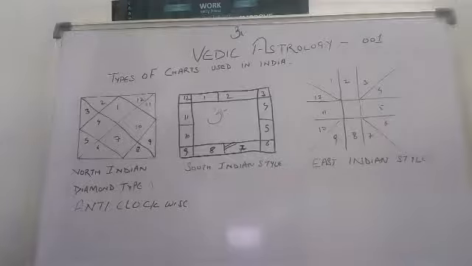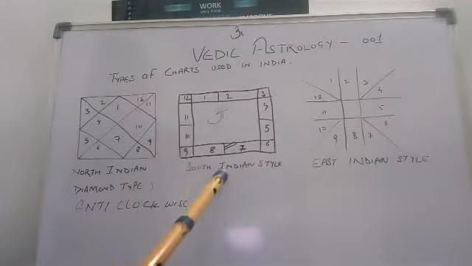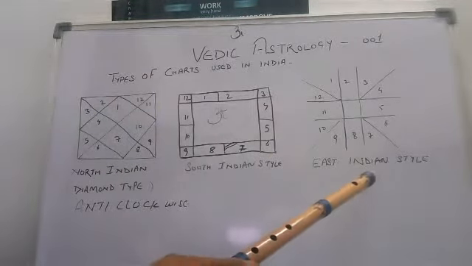All right, so understand the 12 houses. Before we can get into that, first we need to know how these houses look and how we cast them on a horoscope. So what I've got for you here is three different styles of casting a horoscope used in India. The first one that you see here is called the North Indian style. This one is the South Indian style, and this one is the East Indian style.